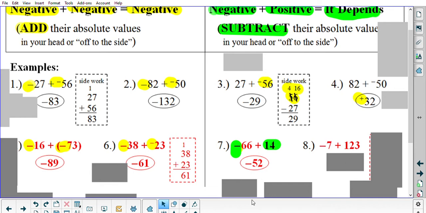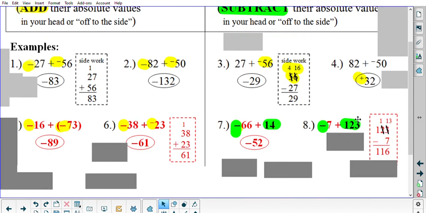Problem number 8. Once again, we have two numbers with different signs. The 7 was negative, but the 123 is positive, different signs. So we're going to find the difference. And this might be wise to do off to the side. Remember, the bigger absolute value number will always go on top when you are subtracting in your side work. So this takes some borrowing.